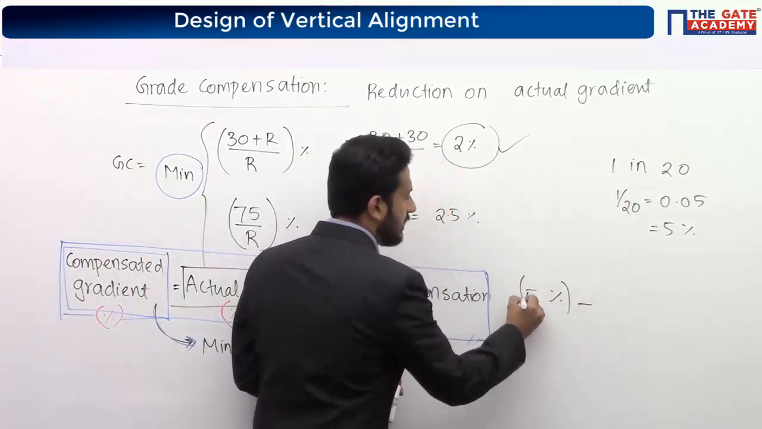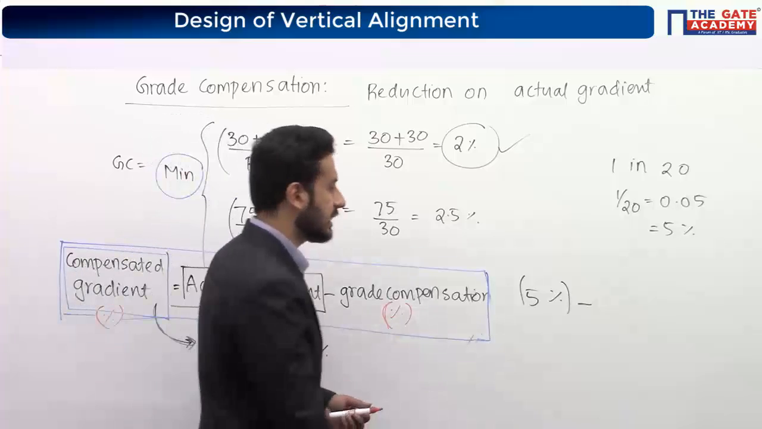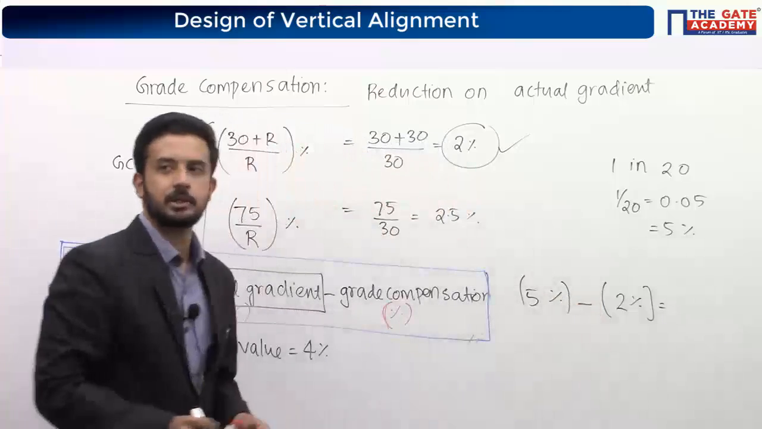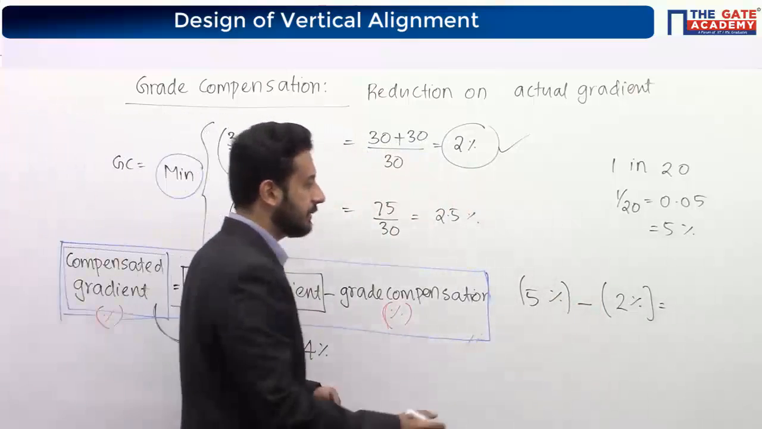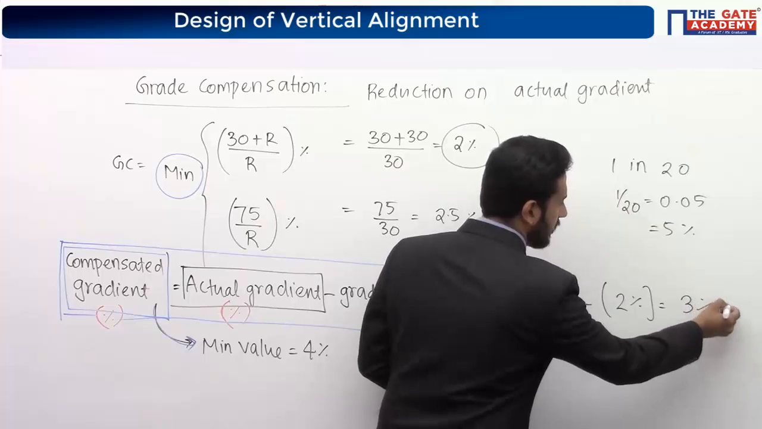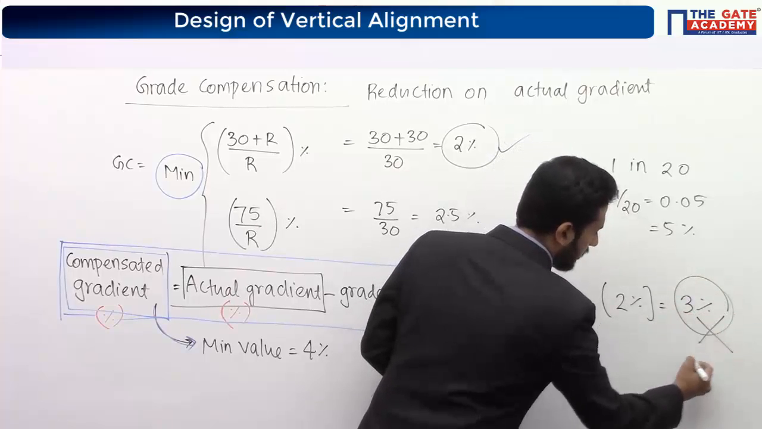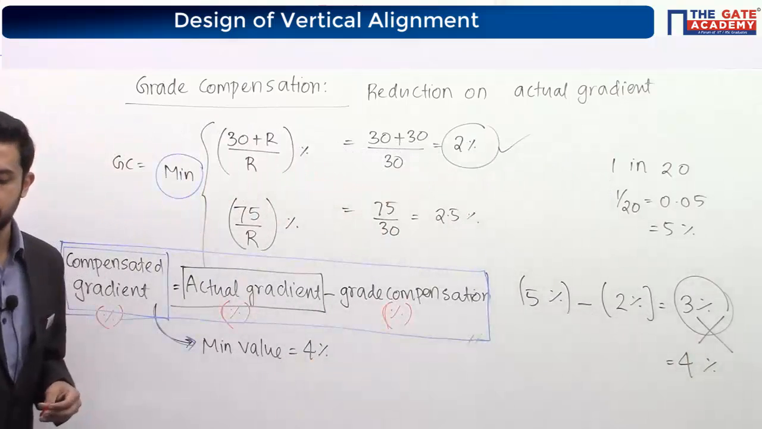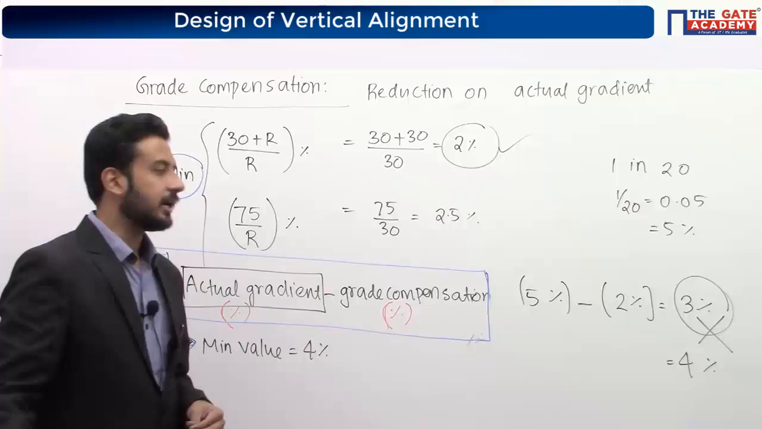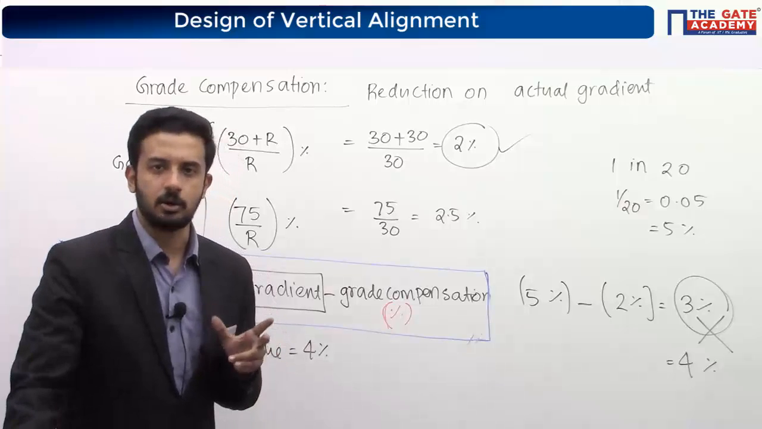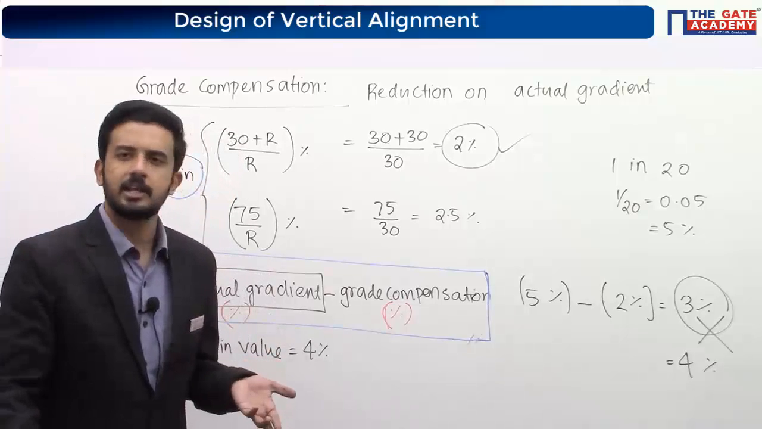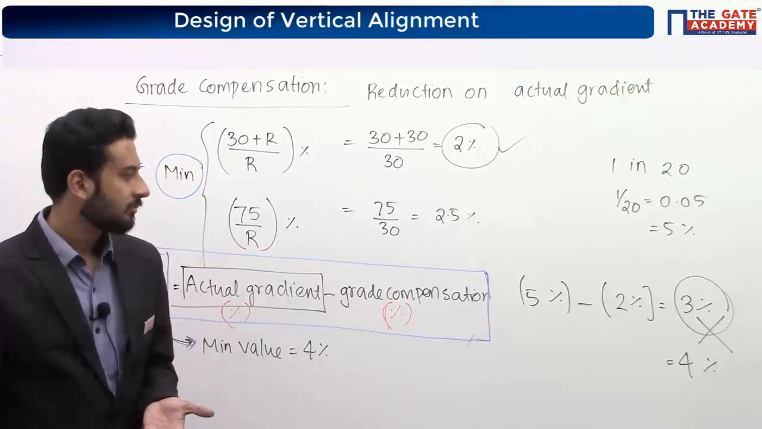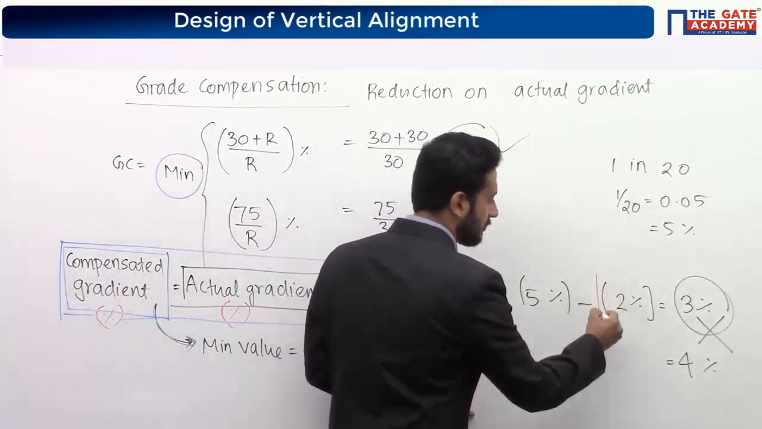5%. If you are minusing the 2%, how much you are getting? You are getting something like 3%. Is it okay? It is not okay. How much can it be at minimum? Sorry, minimum to minimum, how much can you reduce? You can reduce till 4% only. But are they asking you the compensated gradient? No. What are they asking? They are asking you what is this value.